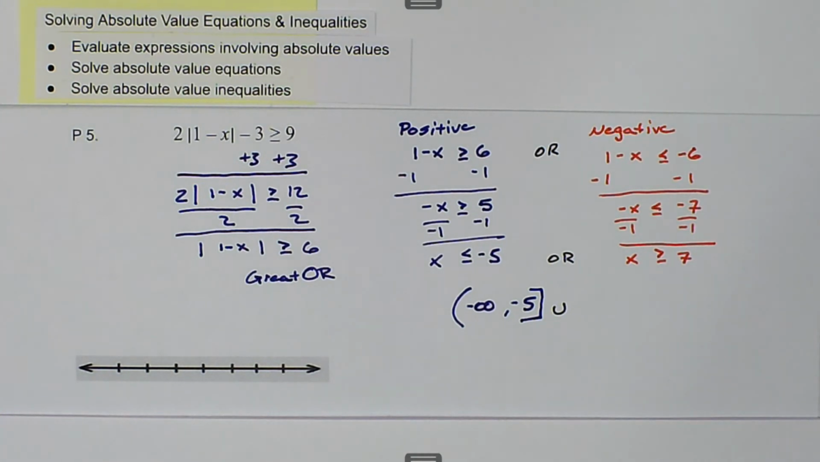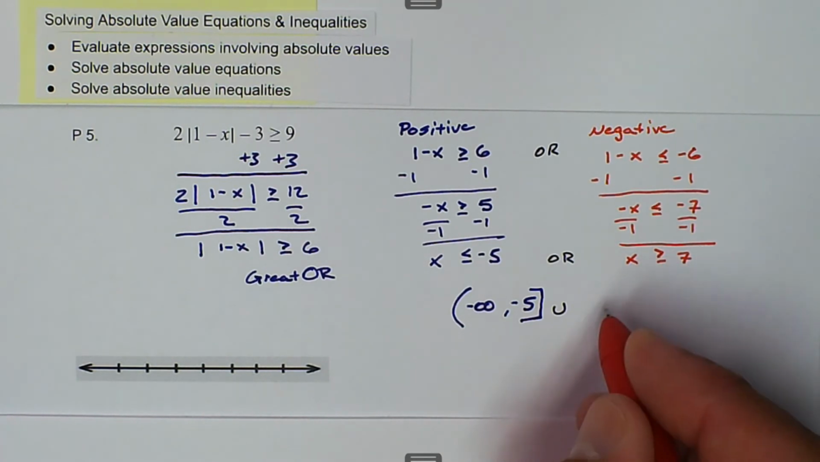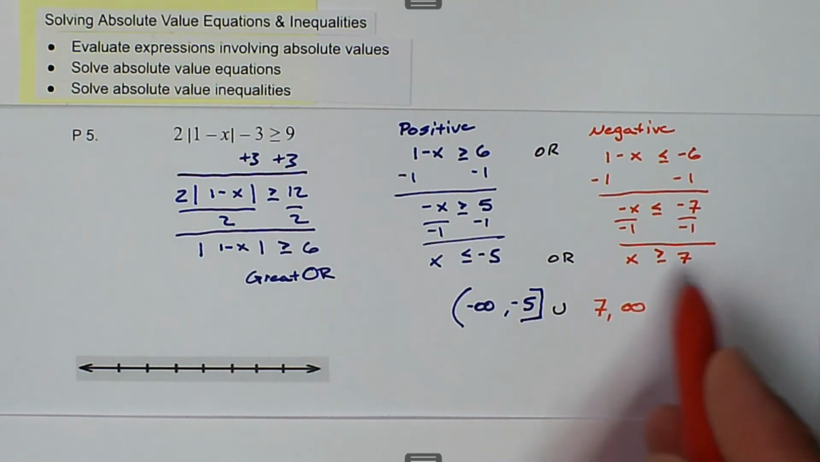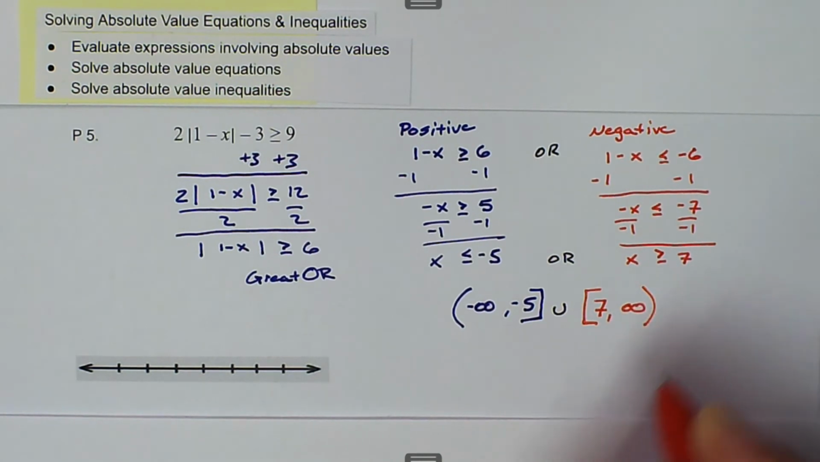And then on the other side, x is greater than or equal to 7. So we're going to start at 7, and we're going to go all the way to infinity. The 7 is included because of the equal sign, so we'll use a bracket there and a parenthesis for the infinity, because we always use a parenthesis on infinity.